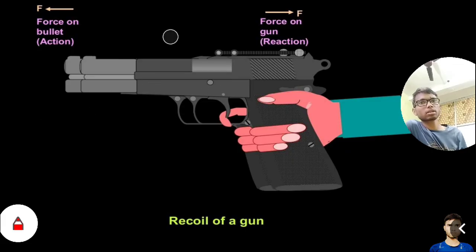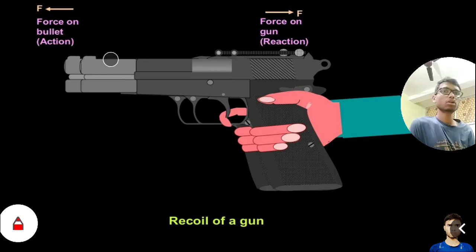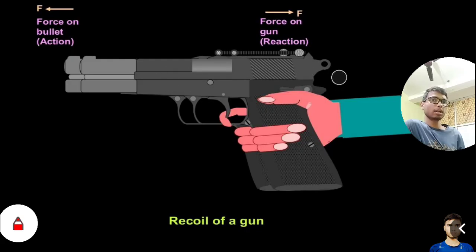We have another example: force on a bullet. When the gun is used, the bullet comes out of the gun with some force. Then this side, something will come out with the same force. This is the reaction of this action, which will come out this side. So this was about Newton's third law of motion.